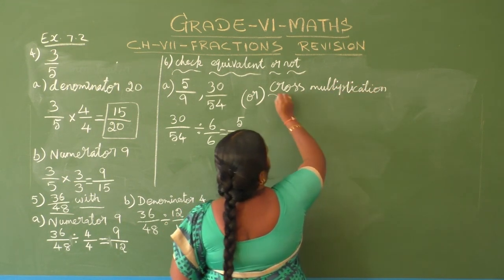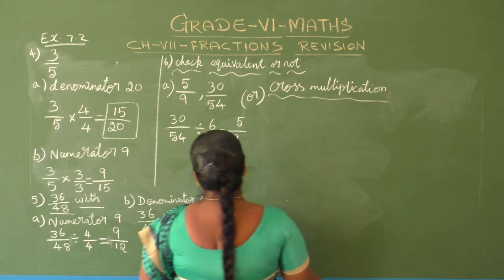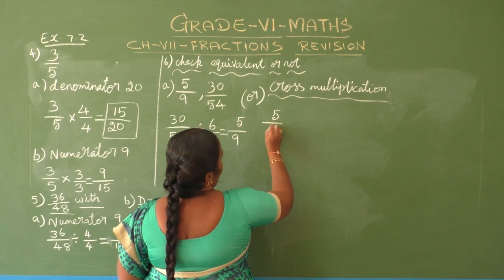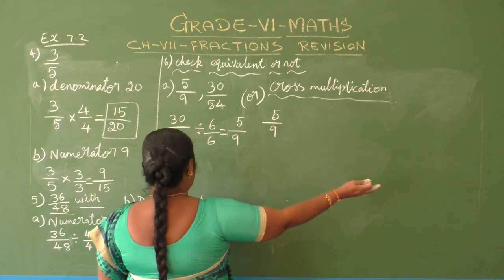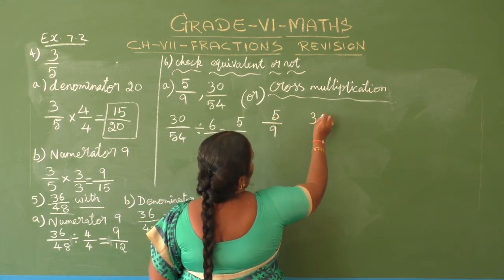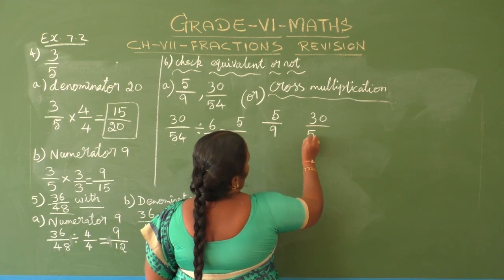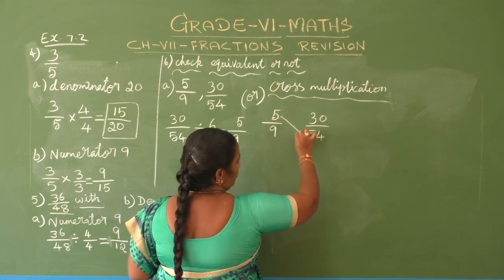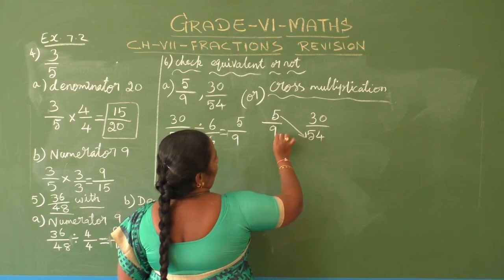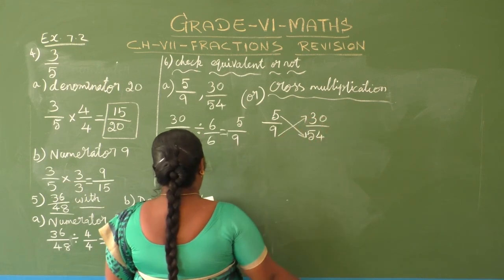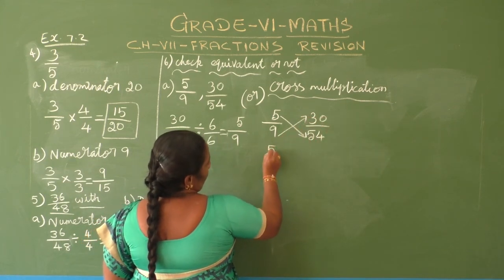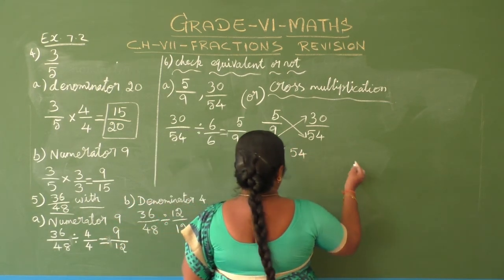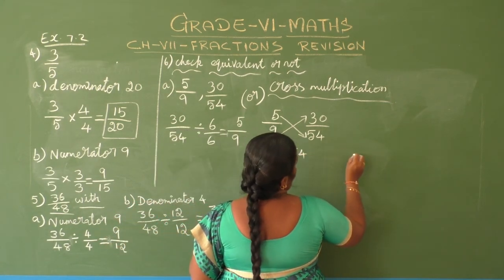So how can we find it with the cross multiplication method? First, you have to write both fractions. 5 by 9, and on that side they gave 30 by 54. Both fractions they gave. It's a cross multiplication. So, 5 into 54, and this side 9 into 30.